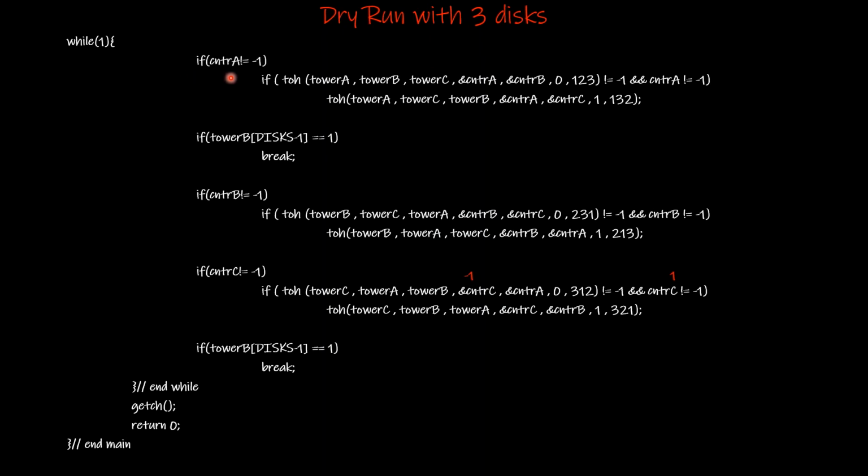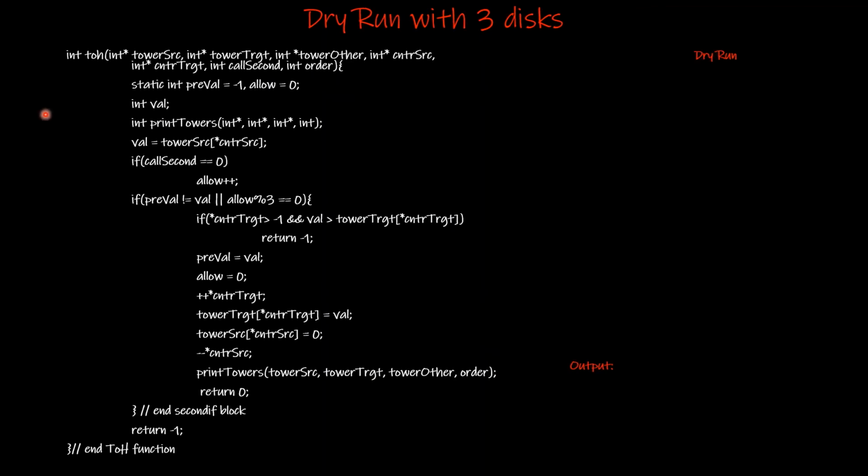Then this condition is true because we have a value in tower A, and therefore we come to this statement again. There is a call made here again. Okay, so there is a call and therefore we go to the TOH function. Right. So source tower is A and destination tower is B. Okay, again parameters are created.